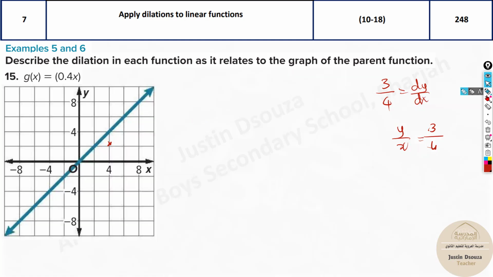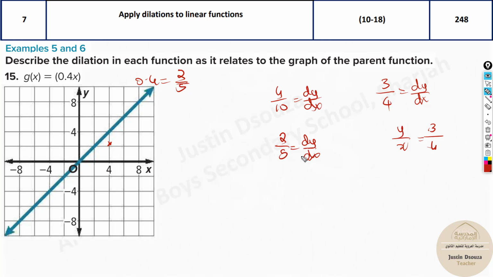0.4. What is 0.4? If you put this in the calculator, you will get 4 by 10. So dy dx, you can simplify this. You won't get 4 by 10 in the calculator. Sorry, you will get 2 by 5 in the calculator. 0.4 is 4 by 10 because you can just take the decimal to the other side, you'll get 4 by 10. But if you put 0.4 in the calculator, you will get 2 by 5 automatically.